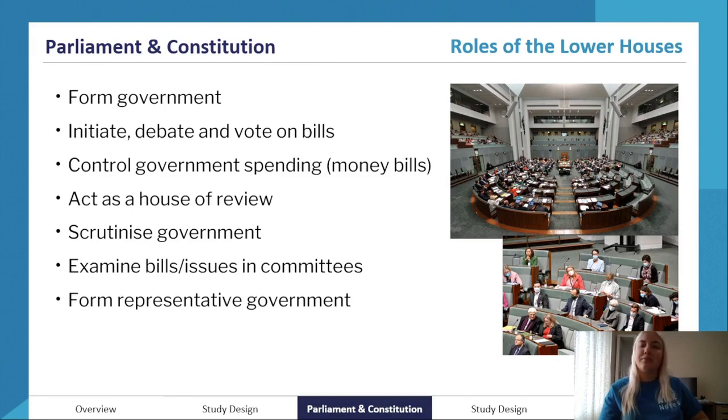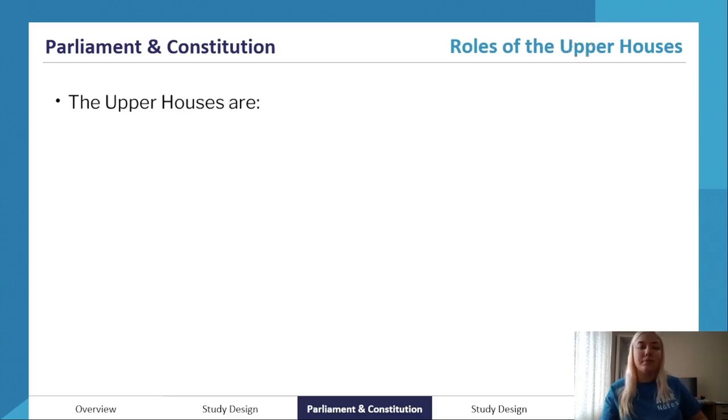And we said representative government is formed in the lower house. So this refers to the fact that there will be regular re-elections every few years, and if the people's views are not being represented by that government party, the government party will likely change because people will be unsatisfied and they will vote for a different party.